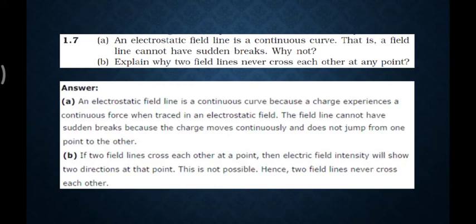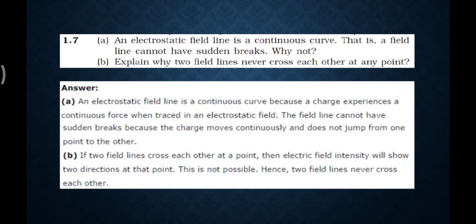Okay, A: an electrostatic field line is a continuous curve because a charge experiences a continuous force. If you put your charge near the charge system, the charge you put is always feeling a continuous force. That's why, because electric field lines or magnetic field lines are a virtual concept, actually not there. But if it is a virtual concept, then how can you judge it is a continuous line? We can judge via this concept, because the force on whatever charge you put near it is continuous, there is no break. That's why I can say the electric field lines are continuous. The field lines cannot have a sudden break because the charge moves continuously and does not jump from one point to another, because the force felt is continuous, so the field line should be continuous.